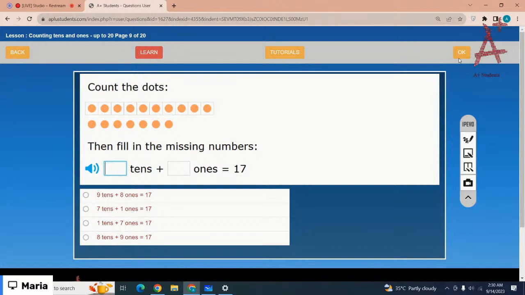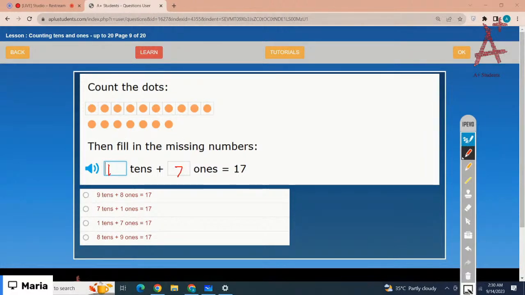Count the dots. So there are 17 dots, right? So how many tens and how many ones? Yes, there is 1 ten and 7 ones. 1 ten and 7 ones.